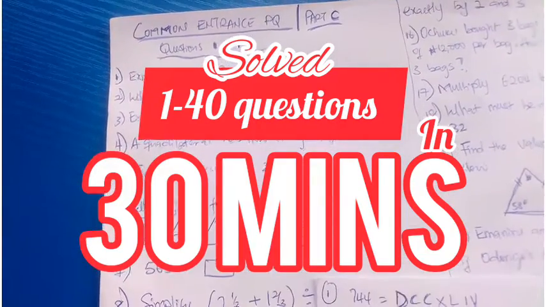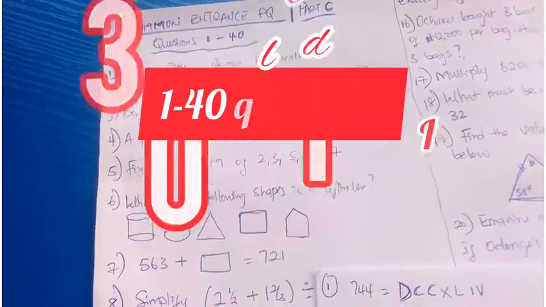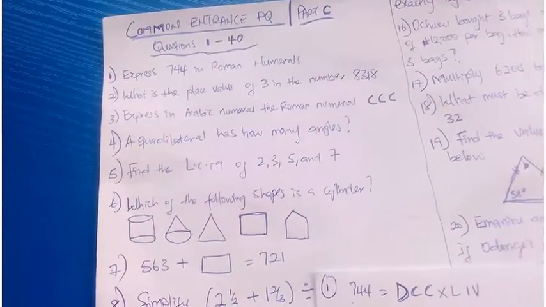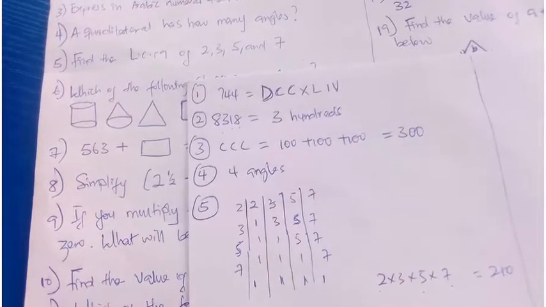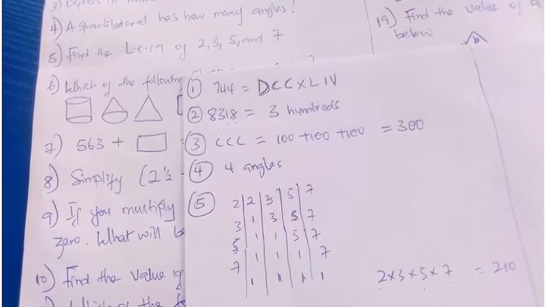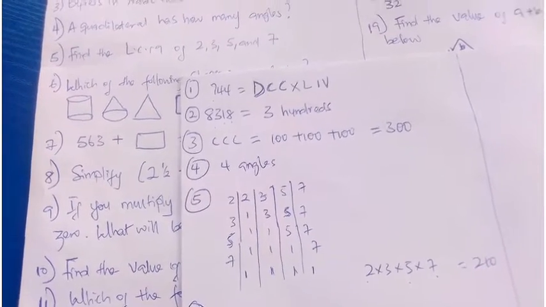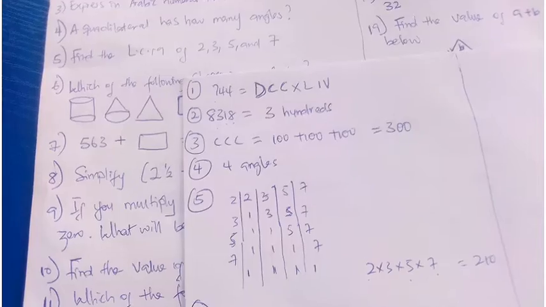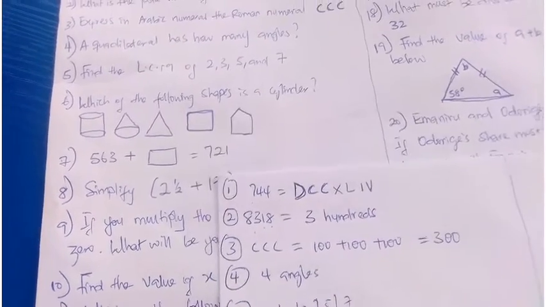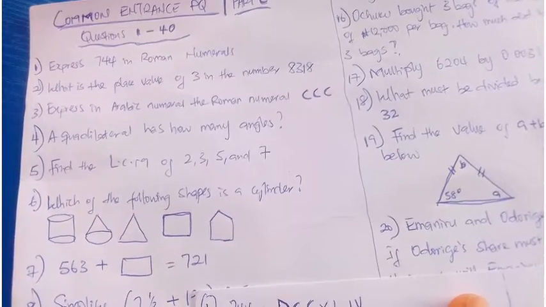So, Common Entrance past question, Part C, questions 1 to 40. I'll be doing everything here. Express 744 in Roman numeral becomes what? DCCXLIV. D is 500, CC is 200, where each C is 100, XL is 40, IV is 4. So that's 744.